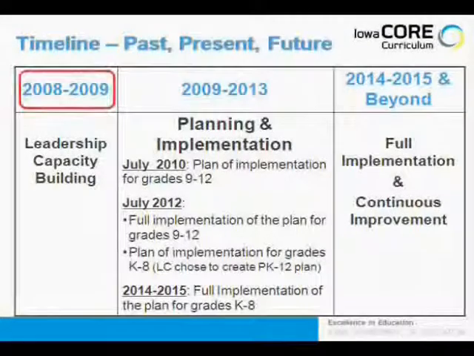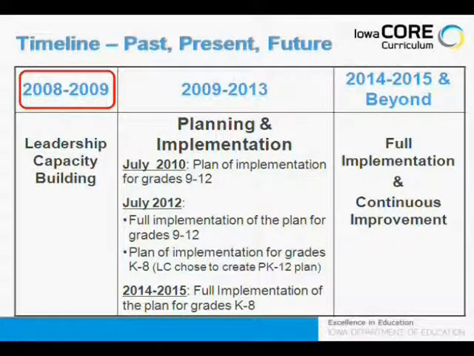Now let's take it to the district level. The Lewis Central District Leadership Team, which consists of about 24 teachers, administrators, and area support people, have been attending state-led training on the Iowa Core Curriculum, learning about it, how to introduce it to the staff, the implementation process, and also the state accountability piece for districts.